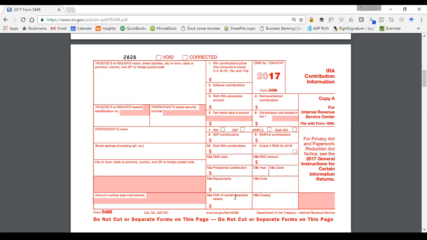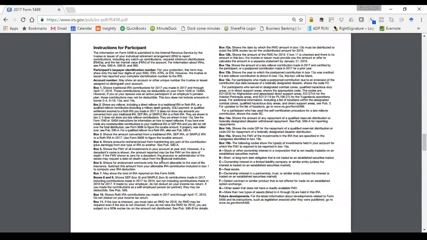And notice down here we have a 15A, the fair market value of certain specified assets. And then 15B is codes. Well, what are those specified assets? Well, let's take a look.